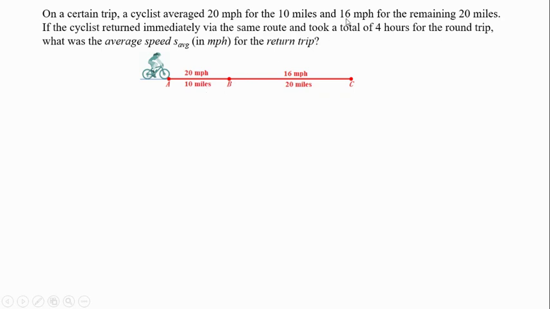As you read the problem, it says for the second leg, the bicyclist is traveling at a rate of 16 miles per hour and that distance is 20 miles, which is the remaining distance. So from B to C, I labeled the rate as 16 miles per hour, and the distance as 20 miles as given. And it asks us to find the average speed just for the return trip, from C all the way back to A.